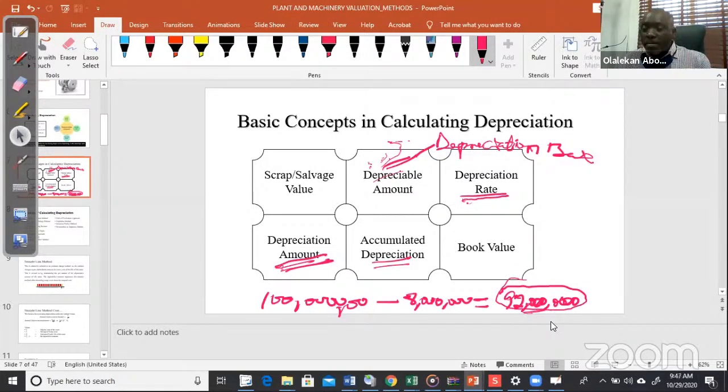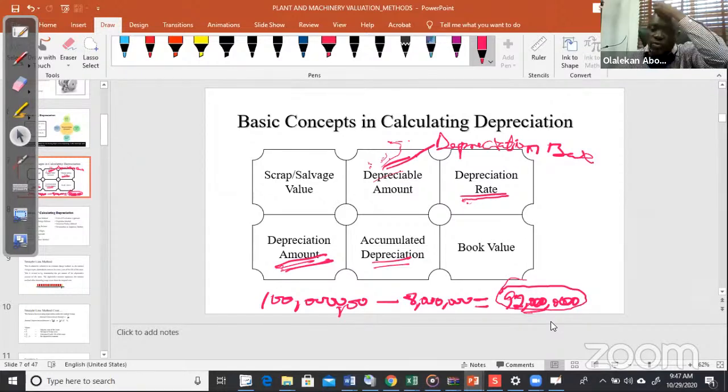But let me take it to be multiplied by 3 years. Can somebody do that for me? Multiply by 3 years. What is it? When you multiply 9.2 by 3 years, I think that should be about 27.6. If my memory serves me well, that's 27.6. So accumulated depreciation over 3 years will be 27.6 million.